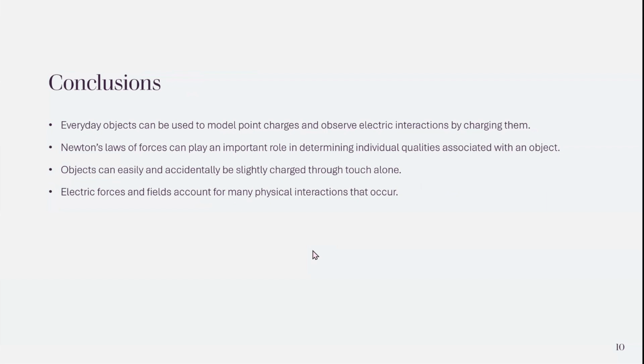All right, so just so we can conclude this lab, we noticed that everyday objects can be used to model point charges and observe electric interactions by charging them. We also found that Newton's laws of forces can play an important role in determining individual qualities associated with an object. So we were able to find charge Q from Newton's F equals ma. And then we found that objects can easily and accidentally be slightly charged through touch alone, which caused some of the errors in our data. And we found that electric forces and fields account for many physical interactions that occur.